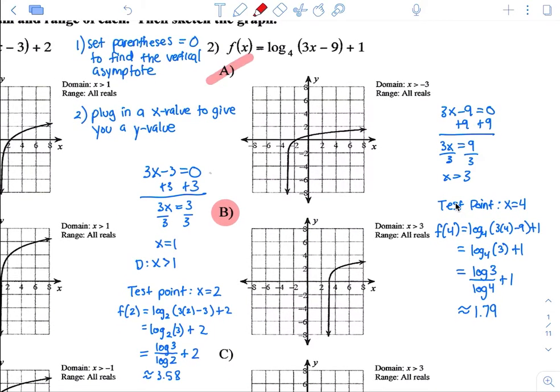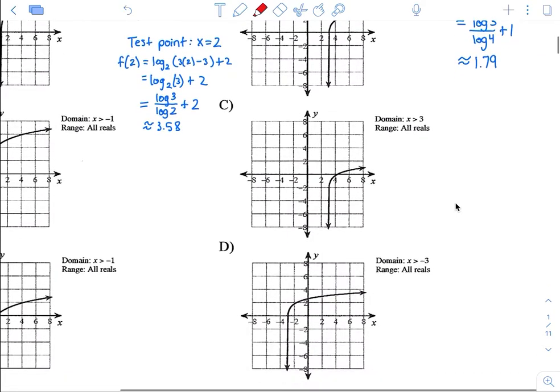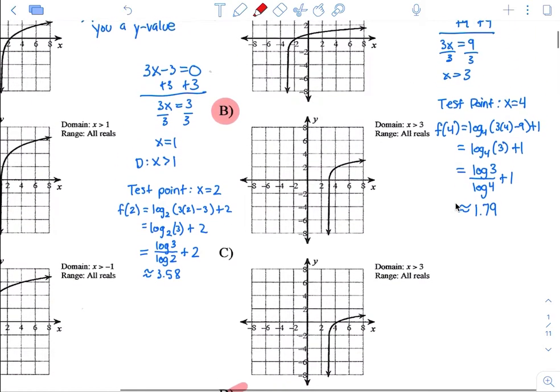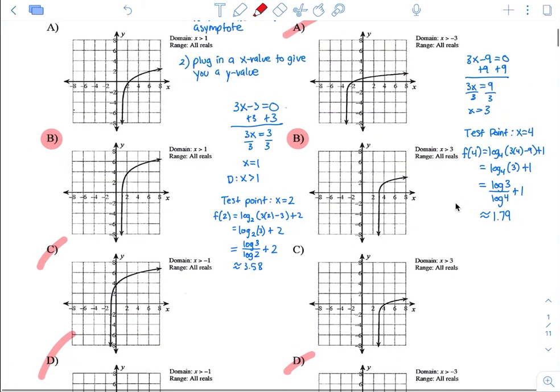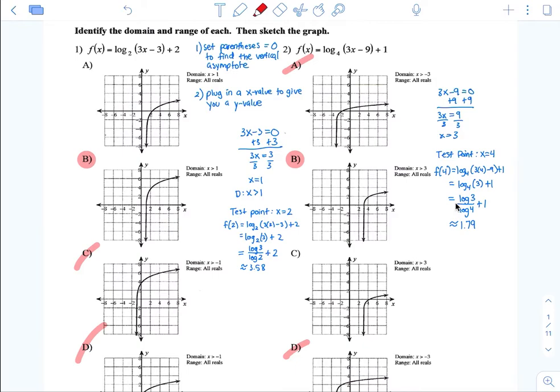This one does not. That B does. C does. D does not. So those are all the equations. So now we're just debating between B and C. Now let's just do a test point. And when I look at B and C, notice that they both cross at the line x is equal to 4. So I'm going to use that as my test point.